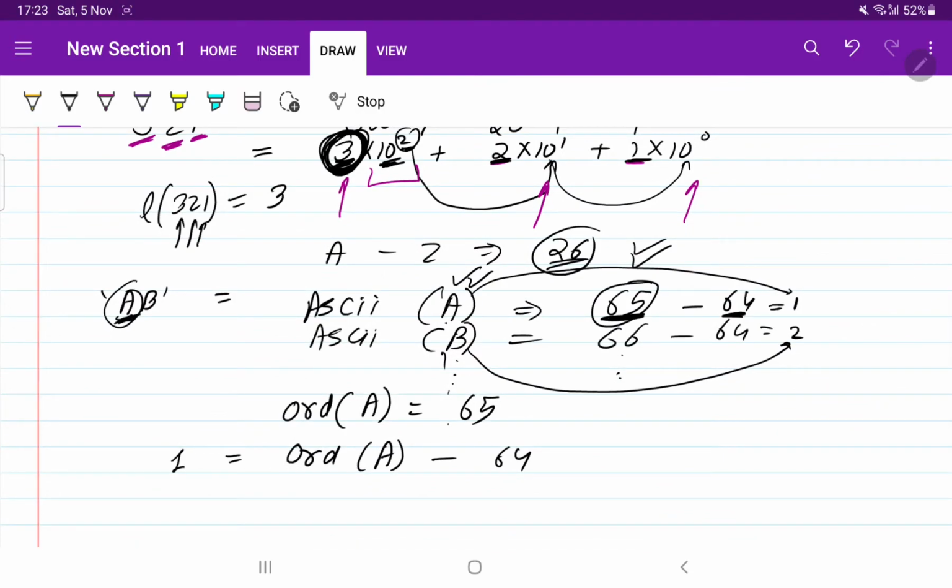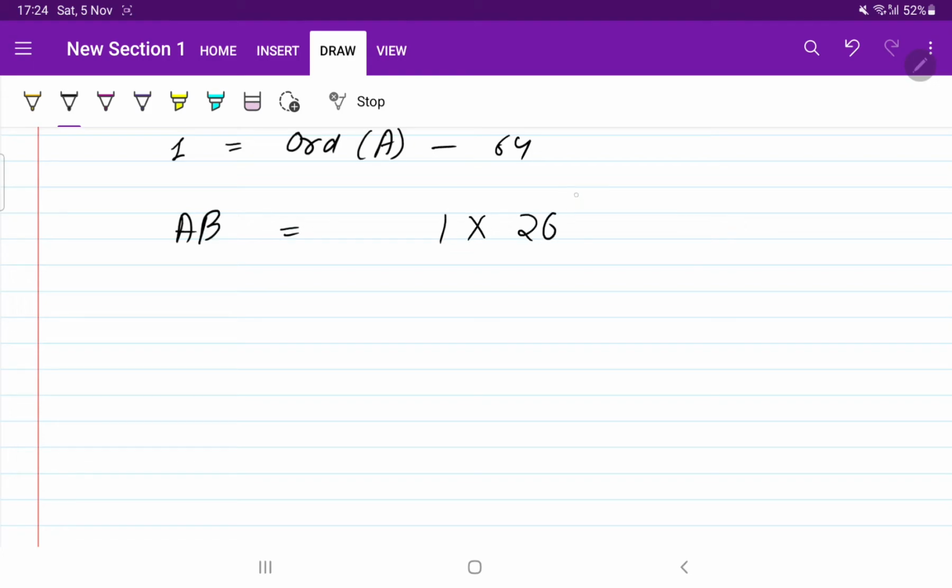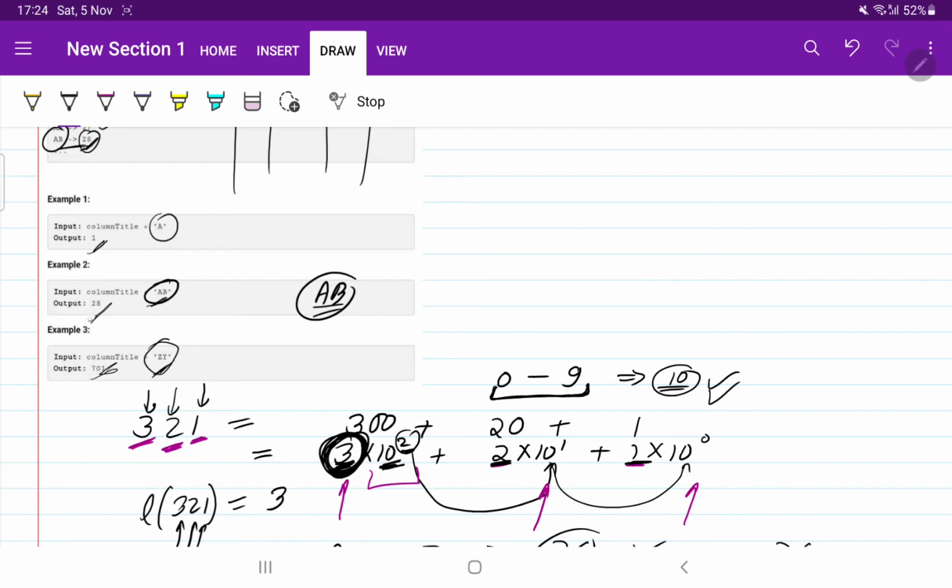We have also got that the multiplier should be 26 to the power of length minus 1. So what is the length of AB? The length of AB is 2. First of all, we need the value for A. So for AB, the value of A is 1 into 26 to the power length minus 1. Then what is the value of B? 2 into 26 to the power 0. So it will be 26 plus 2, 28. And yes, this was given in the question.